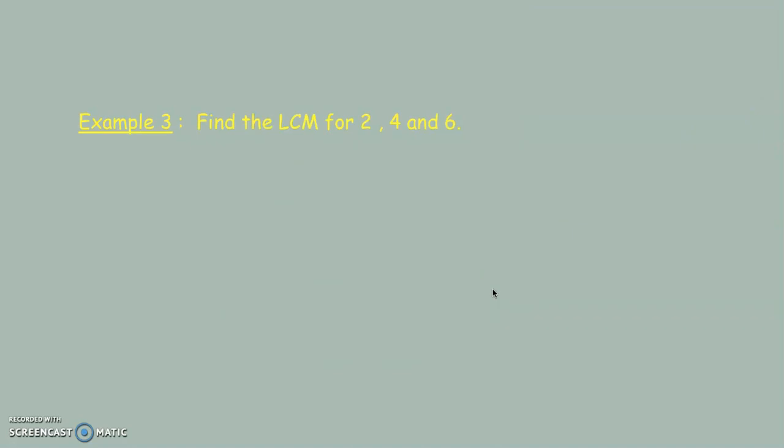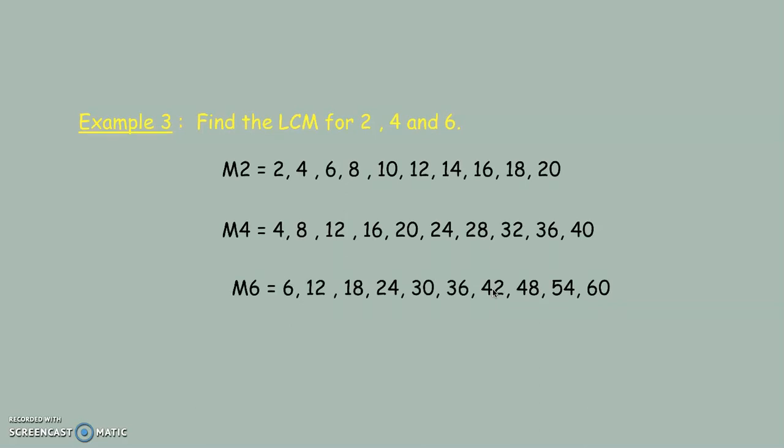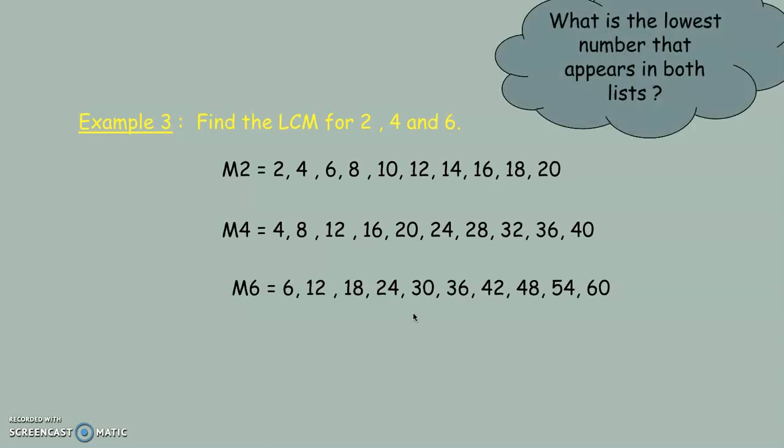Example number 3, find the lowest common multiple for the 2 times table, the 4 times table, and the 6 times table. So here I have the first 10 multiples of all 3 of them. So the first 10 multiples of the 2 times table, the first 10 multiples of the 4 times table, and then the first 10 multiples of the 6 times table. Have a look for the ones that they have in common. The first one that they have in common, the lowest common multiple. So what is the lowest number that appears in all 3 lists for this one? You should see that it's the number 12, okay?